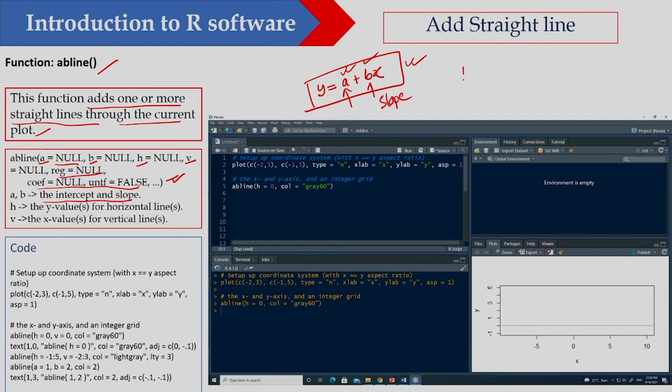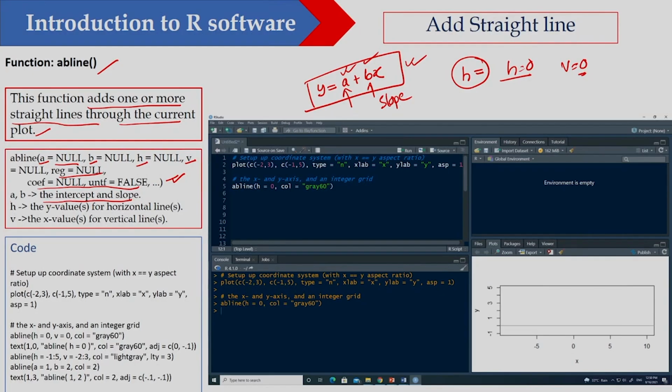Similarly, if I write an h value, it will draw a horizontal line. Suppose I put h equal to 0, so I can draw a horizontal line at 0. Similarly, if I put v equal to 0, I can also draw a vertical line at 0. I will show you that. Let us see this particular function.